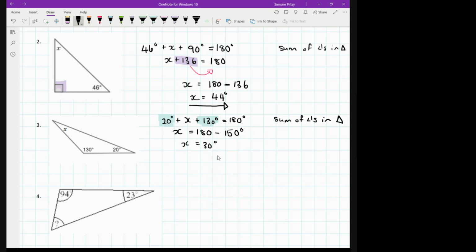Equals 30. And Bree, now that you're here, do you see that this is an obtuse angled triangle? There's one obtuse angle, and then my other two angles are acute angles. Yes, I do see that, ma'am. Great. Thank you, Bree, for that.